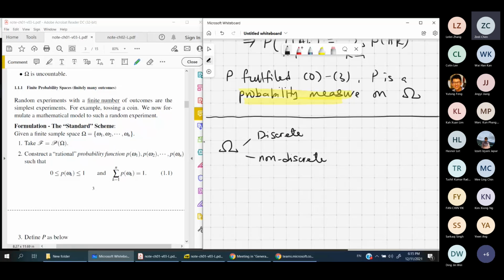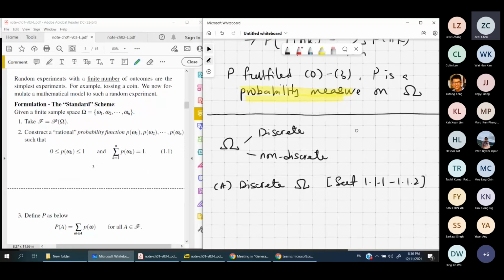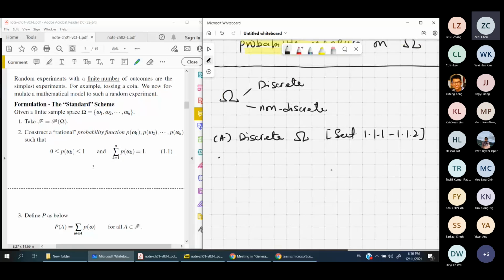For the discrete case, A, this is supposed to be A and B, discrete omega, you refer to sections 1.1.1 to 1.1.2. So what is the formulation? That is actually over here. For this case, first of all, let's say our omega is a discrete one. That means we can list out all the possible outcomes. Here, because I have included both cases inside, I assume it might go up to infinity, it might stop somewhere.